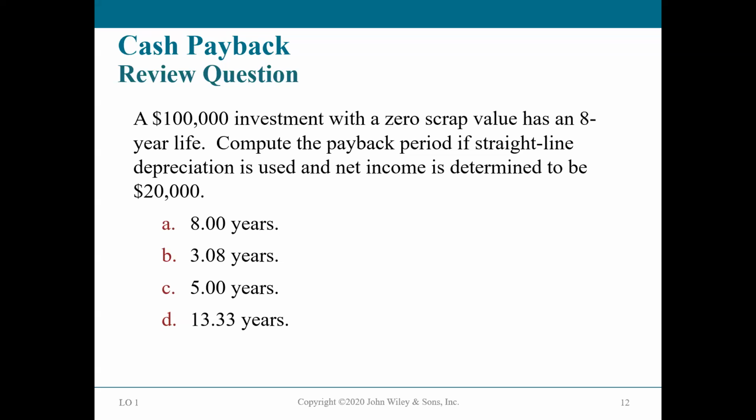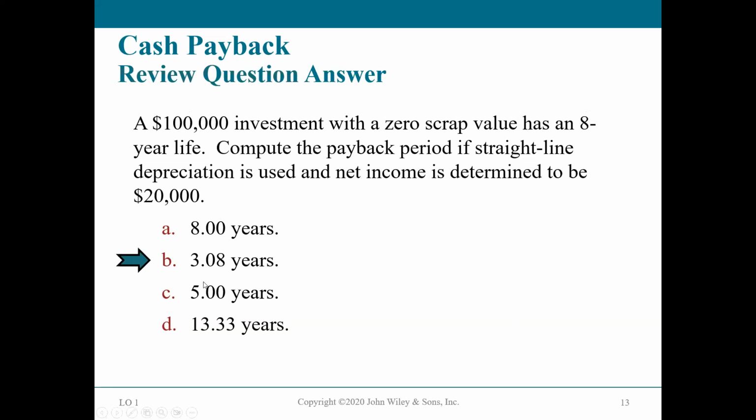So in this example, if we're told our net income is $20,000, we have straight line depreciation that is included in there. So the original asset of $100,000, straight line over 8 years, would be amortization of $12,500 per year. So our net income before amortization then would be $32,500. Take the $100,000 initial investment divided by the net income generated before amortization of $32,500. You'll get the answer is 3.08 years. So in 3 years, you would have generated $100,000 in income before amortization.